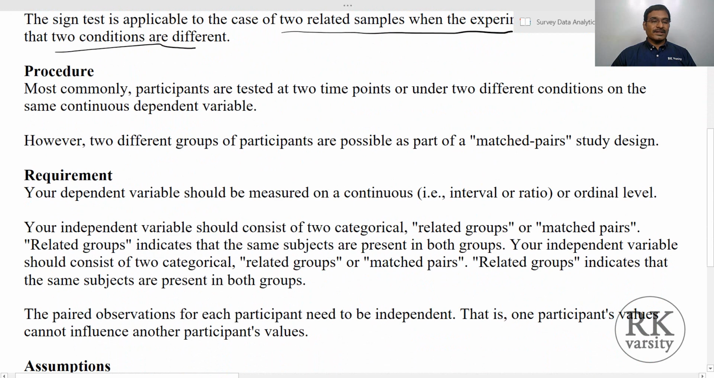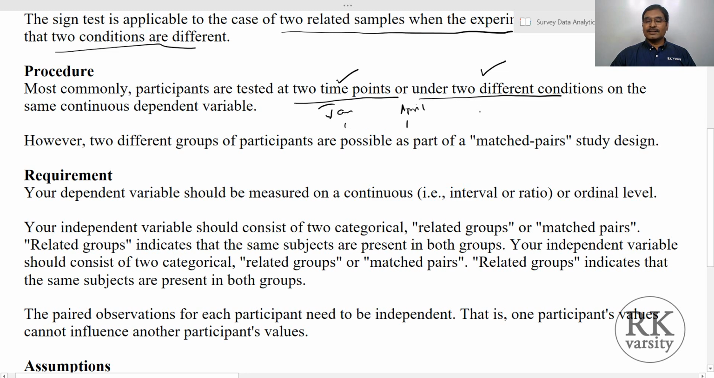The procedure is, most commonly, participants are tested at two time points or under two different conditions. Either it may be from one time point to another time point, or two different conditions. When we say two time points, maybe once we take a sample in the month of January and another time we take a sample in the month of April. So from the same respondents, the samples are collected at two different points. This is one. Or under two different conditions.